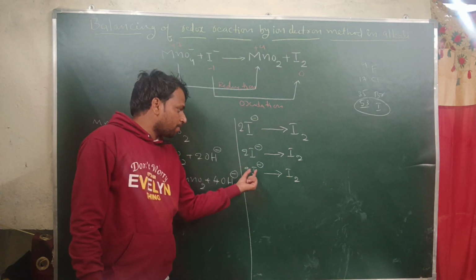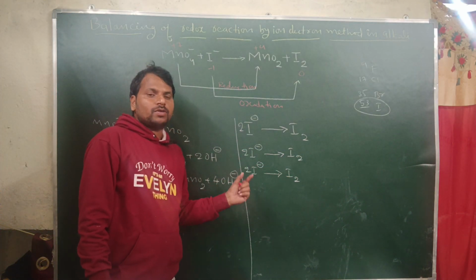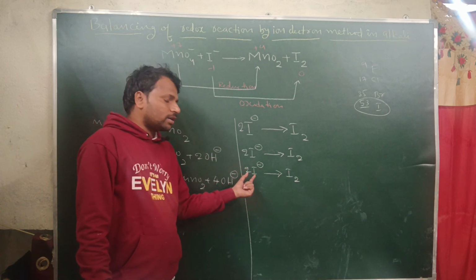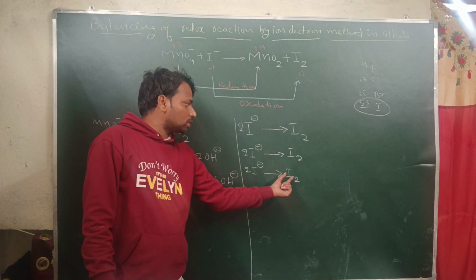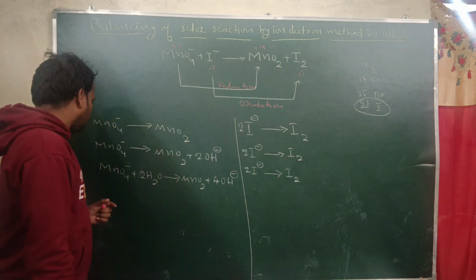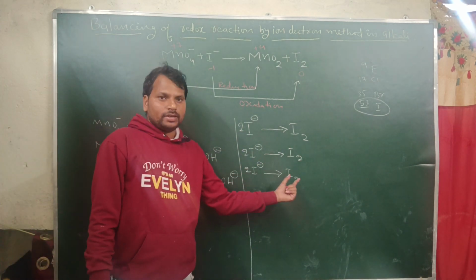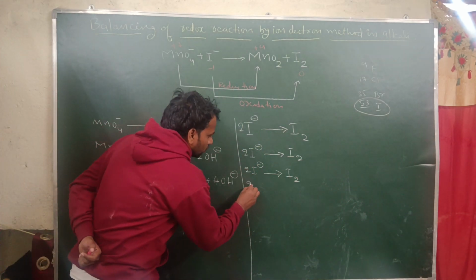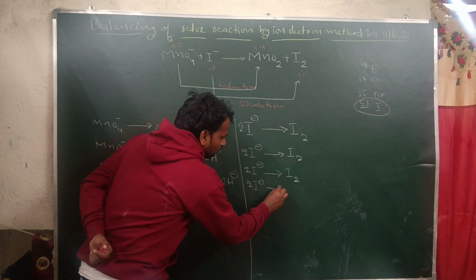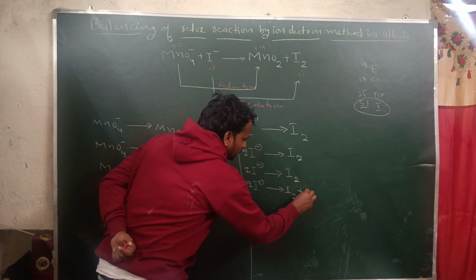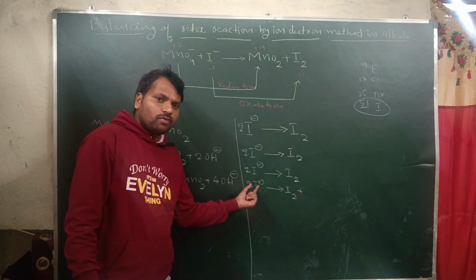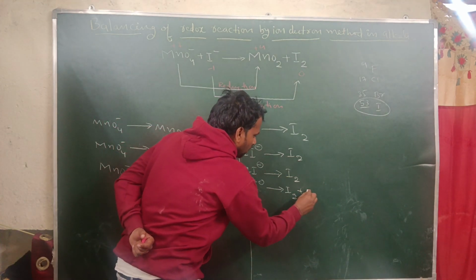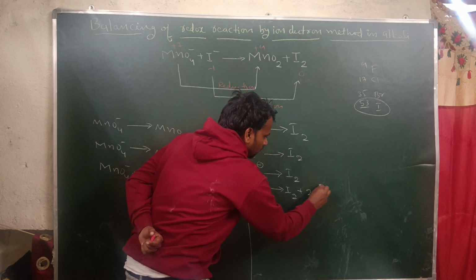So 53 plus 1 is there, which means 54. But 2 units are there. 54 into 2, how much? 108 electrons are present this side. And this side what is present? 106 electrons are present. So 2I minus gives rise to I2 plus, and I just add how many electrons? This side is 108 and that side is 106, so I am adding 2 electrons at this side.